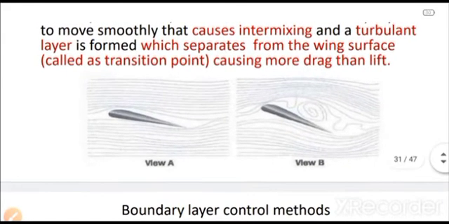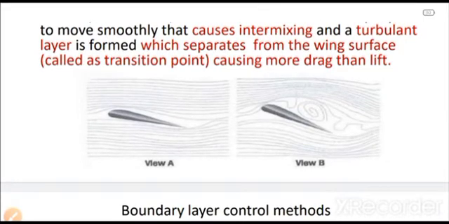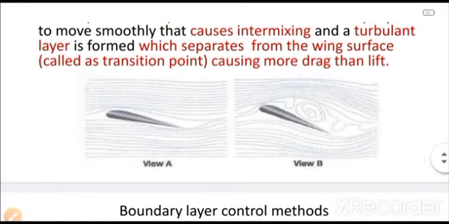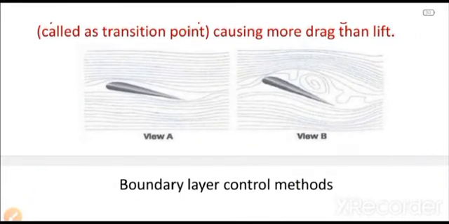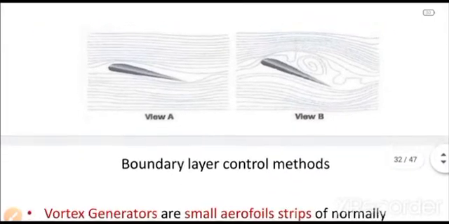So there is one more thing left over here in this slide, it is the transition point. So what is the transition point? It is the point where the airflow separates from the wing surface. After there is a laminar flow, when the airflow actually separates from the wing surface, that point is called the transition point. Why transition? Because now the laminar flow is in a transition process, or in a medium process, where it is actually getting converted into a turbulent flow. So that is called the transition point.